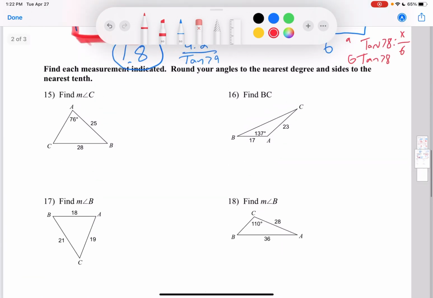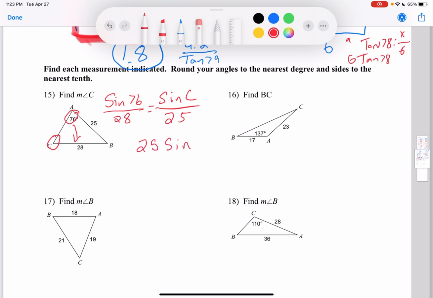Next ones are using law of sine and law of cosine. So we're going to find the measure of angle C. Because we know the measure of angle A and the length of its opposite side, that's the law of sine. So we're going to go the sine of 76 over 28 is going to equal the sine of angle C, which we're trying to find, over 25. So now we cross multiply, so this is going to be 25 times the sine of 76, and then that's going to be divided by 28. And that's going to give us a decimal.